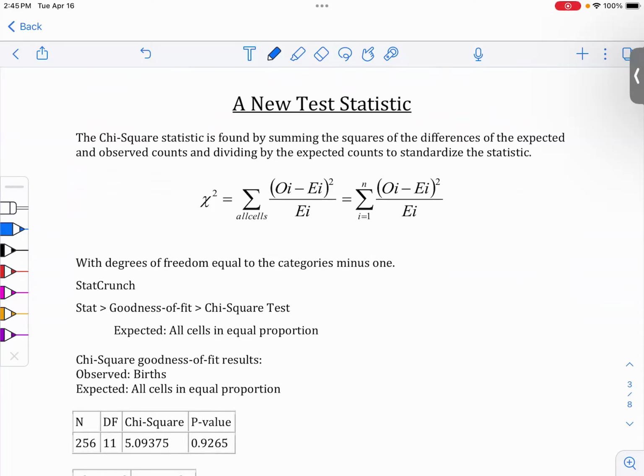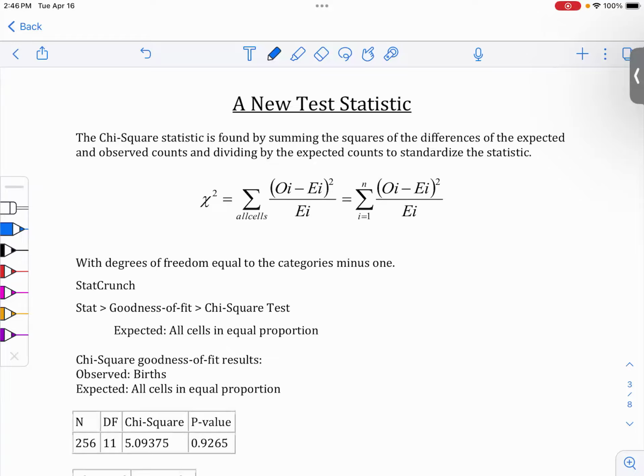We have a new test statistic, the chi-squared test statistic, all right? So we now have Z, T, and chi-squared. And the calculation, although again, not difficult, is each observation minus the expected value squared divided by the expected value, sum them all up. StatCrunch is going to take care of that for us, all right? And we're going to look at that in just 2 seconds.